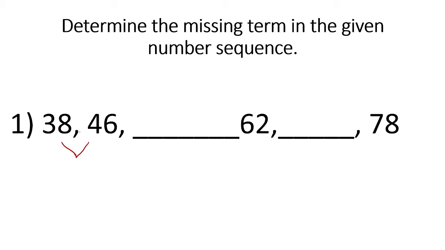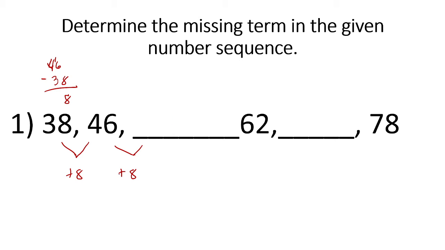Paano natin malalaman yan? Mag-subtract tayo. Meron tayong 46 minus 38. Okay, 6 minus 8 cannot be. Borrow 1 from 4, so 16 minus 8 is 8. Ibig sabihin, nag-add lang siya ng 8. So 38 plus 8 is 46. So makukuha na natin yung third term.